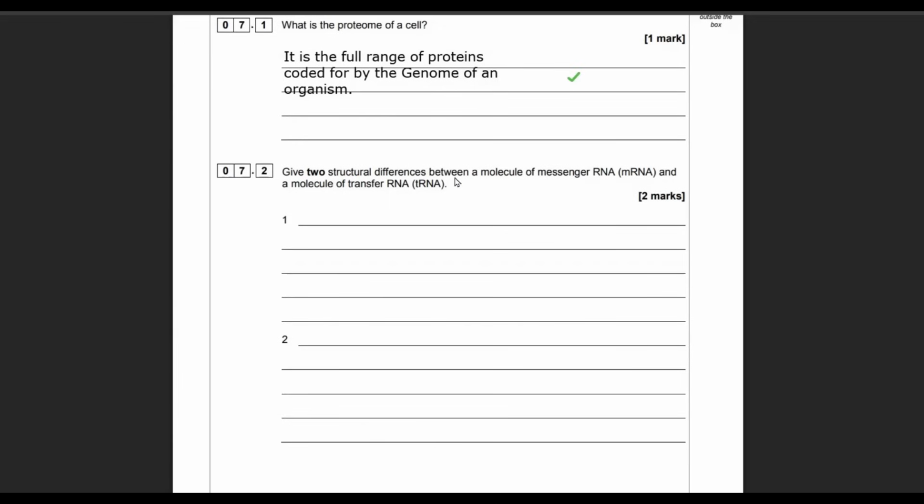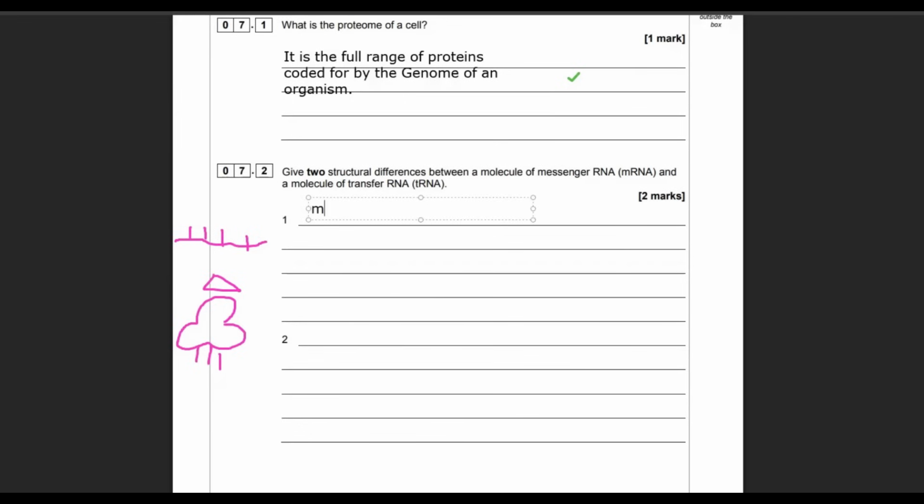7.2, give two structural differences between a molecule of messenger RNA, called mRNA, and a molecule of transfer RNA, which we call tRNA. So hopefully mRNA is going to look kind of like that, and tRNA is the one with the clover shape, right? I'm sure I've done that really badly. And it has that binding site which it attaches amino acids to, and then it has that anticodon. So I could have probably drawn that up there as it attaches there. Okay, let's put this down then.